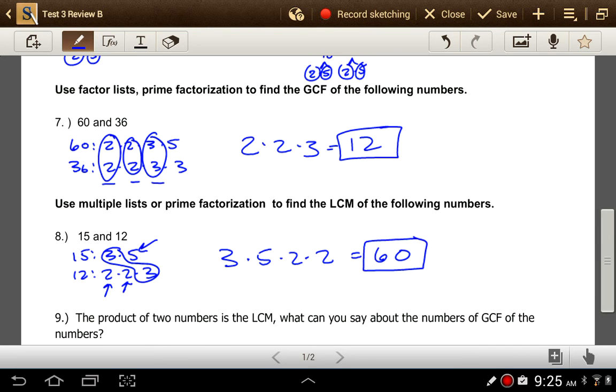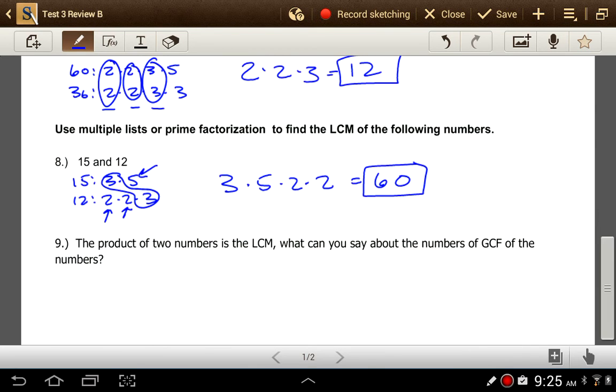Alright, moving on to problem 9. In problem 9, they have a product of 2 numbers is the LCM. What can you say about the GCF? Well, the only way that you can multiply 2 numbers to get the LCM is if the GCF is equal to 1, which means, what can you say about the numbers? They are relatively prime. Okay, so either one of those would be an explanation. Remember, you can only multiply them to find the LCM if the GCF is 1 or the numbers are relatively prime. That's the same thing.